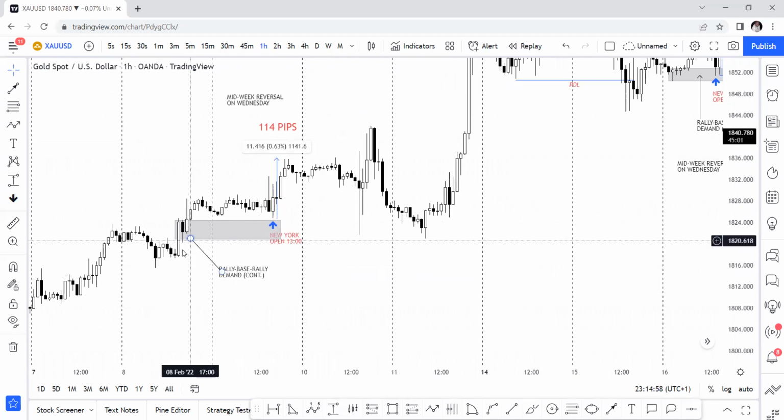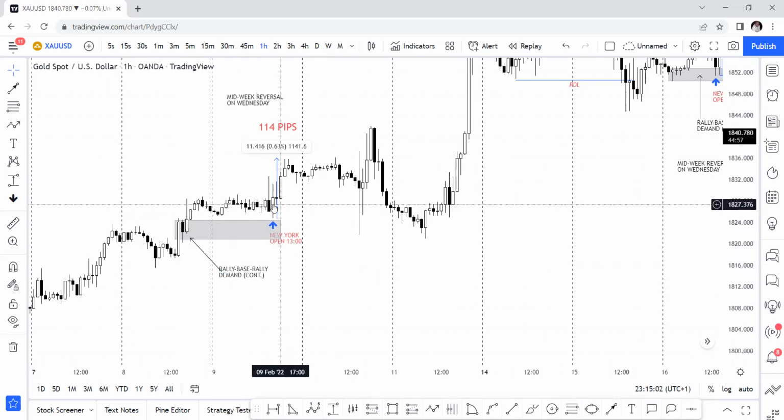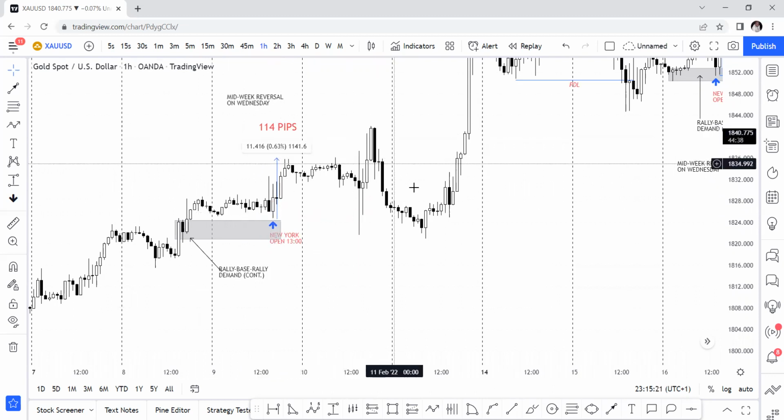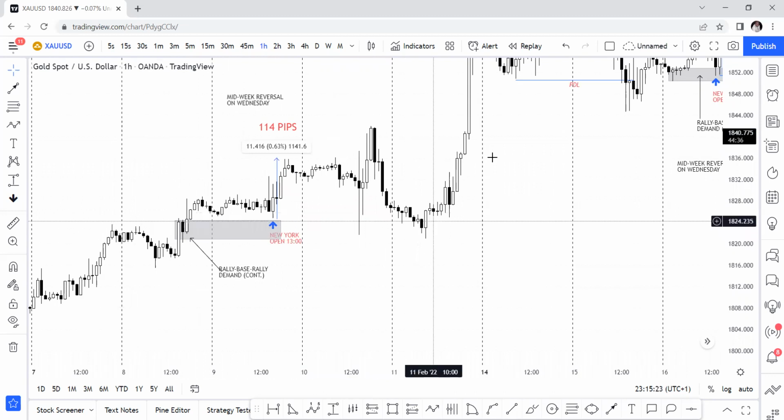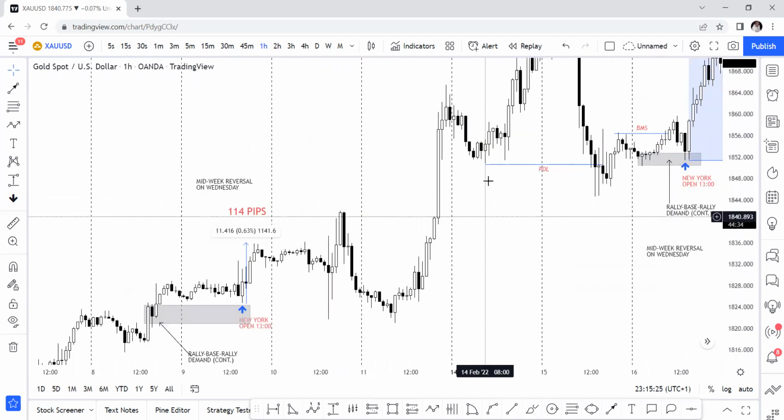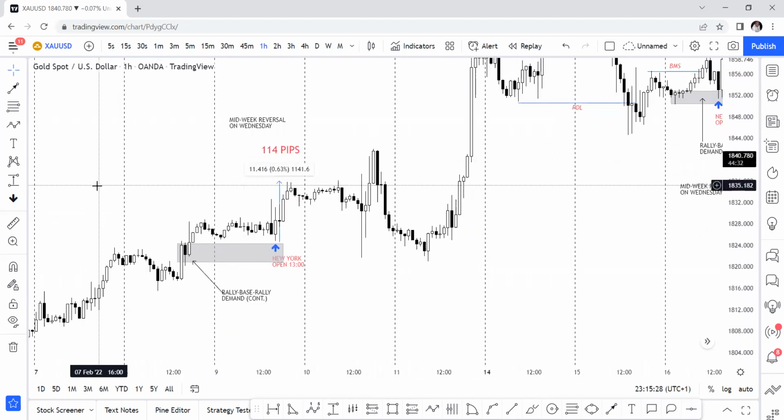Then this is on the 9th of February, my birthday, I can't forget. 9th of February, we have rally, base, rally. Then price started ranging. After the leg of this leg was completed, ranging was a New York range. Price has been ranging. They push higher at 13 GMT. So that gives us almost about 114 pips. Then a further retest into this zone gives this big rally here.